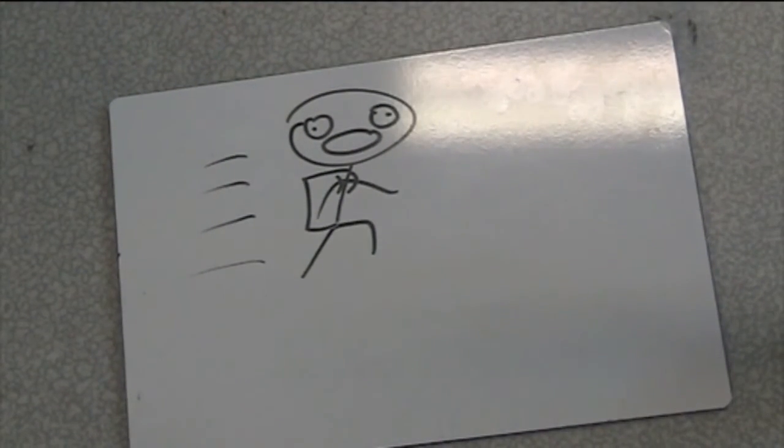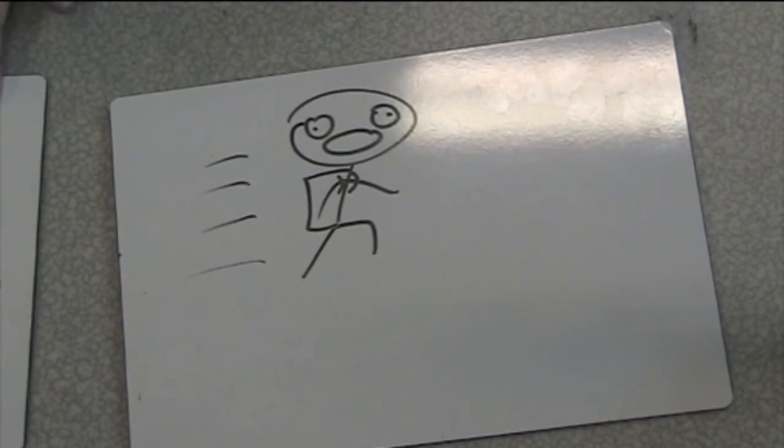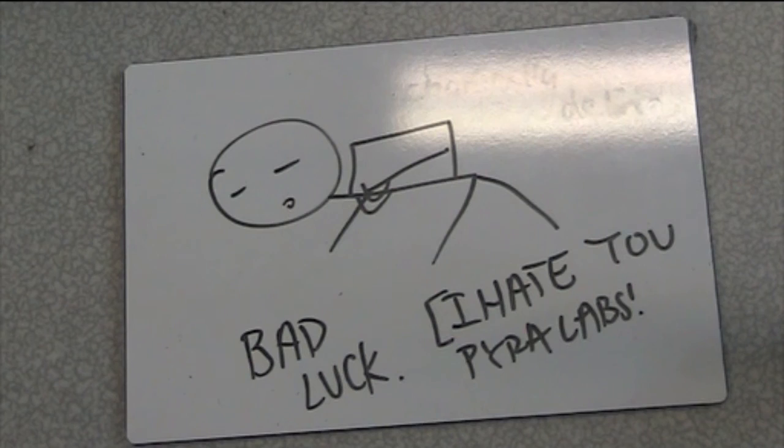You circle back around, but you know it's hopeless. You don't have enough supplies. You've tried, but you know you can't make it. The tunnels are too long, and you collapse just before reaching the intersection. Pyra Labs has won.